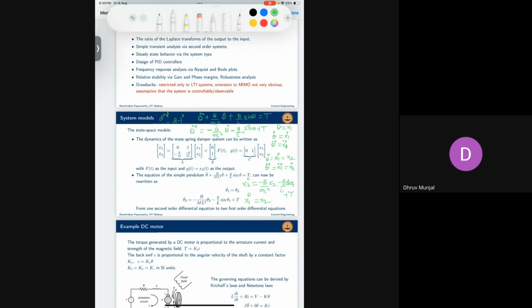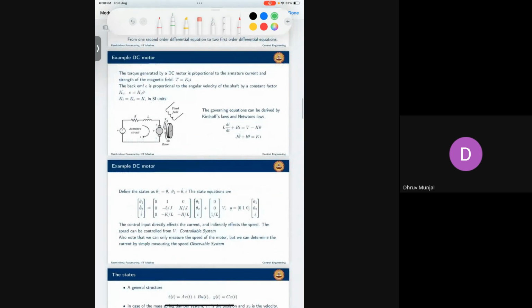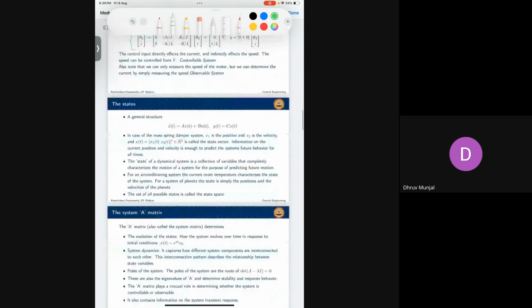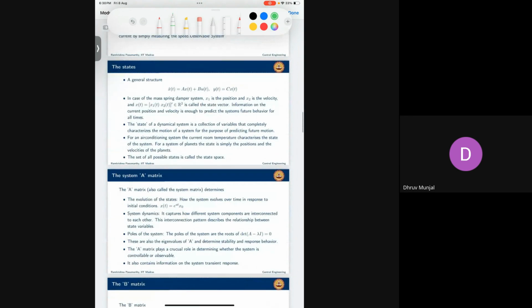You can either keep it like this, otherwise you can write it in terms of a matrix equation. That will give you the same system in terms of state space representation. Similarly, you can play around using this DC motor. This DC motor equation we have done while studying transfer function. Now you can replace it using your variable assigning. Then you will get a matrix form. This is a third order system, so there will be three states.